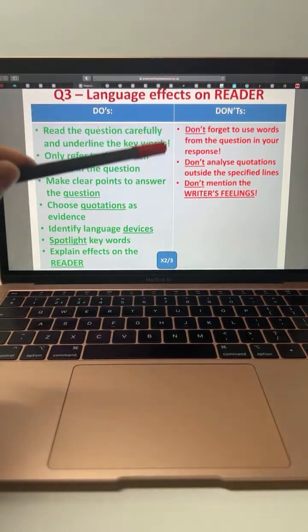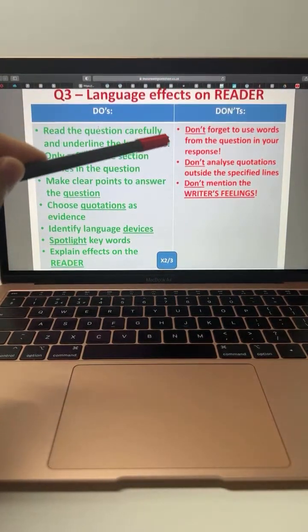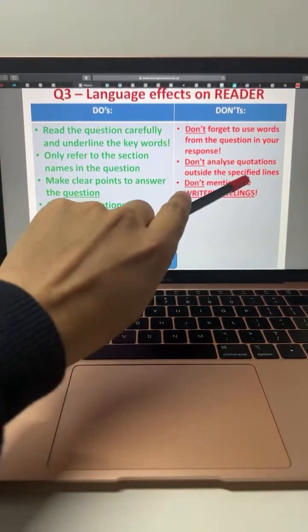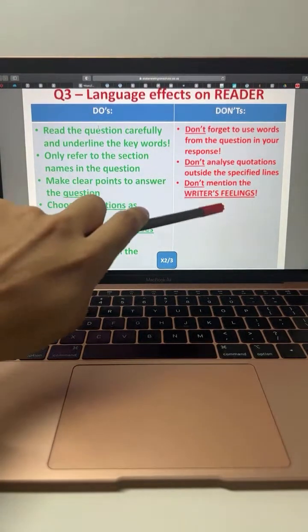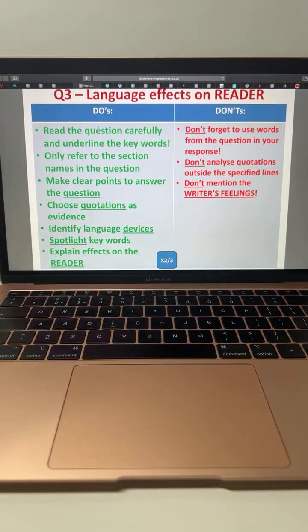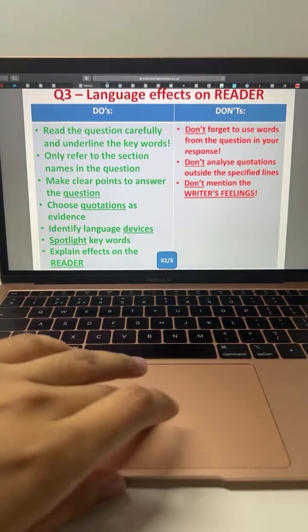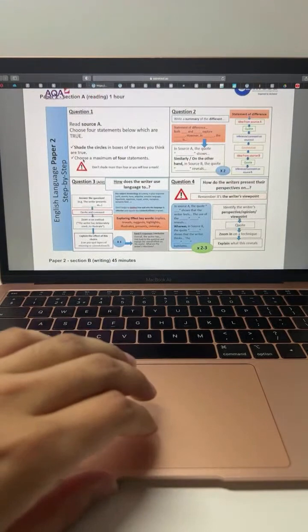Don't forget to use words from the question in your response. Don't analyze quotations outside the specified lines. I know it sounds so simple, but a lot of students decide to pick out quotes which are outside of that relevant section. And don't mention the writer's feelings. It's not about the writer here. It's about the reader. So these are some top tips for you to remember and also follow for your exam next Monday.